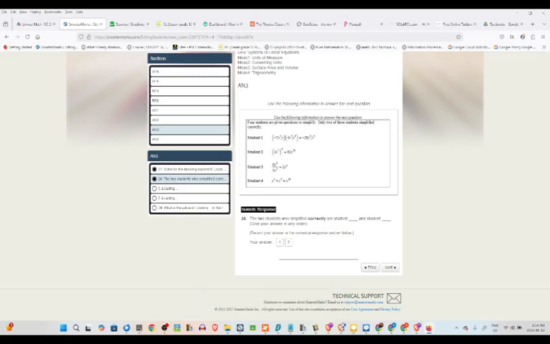Student 3, 6 over 8 is 2, but x to the 8 over x to the 2, we don't divide those exponents, we subtract. It should be x to the 6. Student 4, this is not the exponent of an exponent, it's 2 x's. If we write this out longhand, we'll have 11 x's there. They multiplied the 5 and the 6 instead of adding them, so 4 is incorrect.